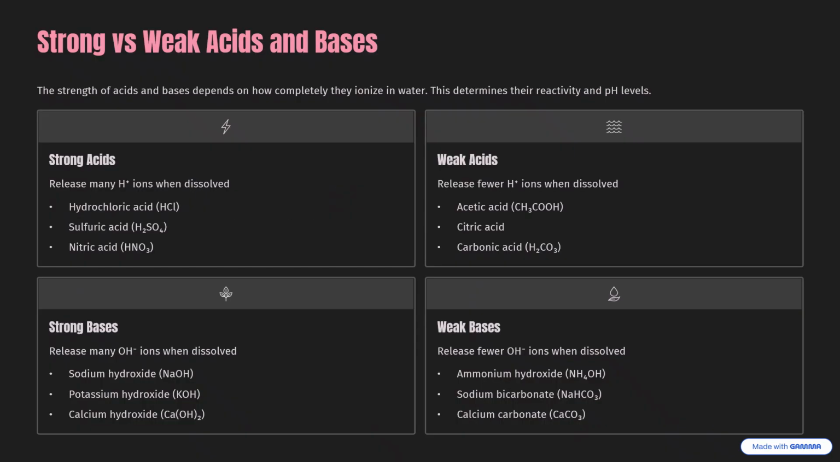Next, strong versus weak acids and bases. We know acids release hydrogen ions, whereas bases release hydroxide ions, that is oxygen and hydrogen. The strength of acids and bases depends on how completely they ionize in water. This determines the reactivity and pH level. What is pH? pH is the potential of hydrogen.